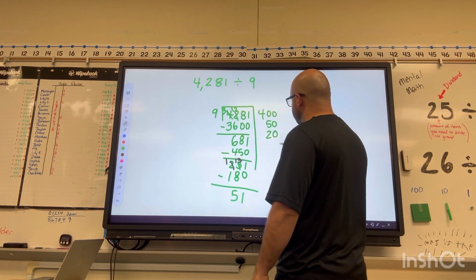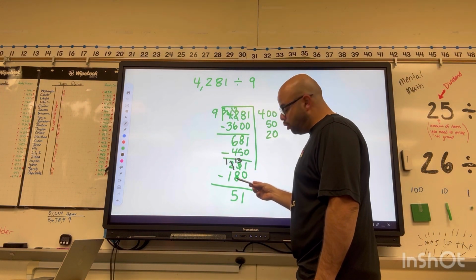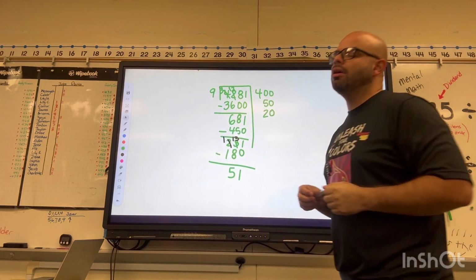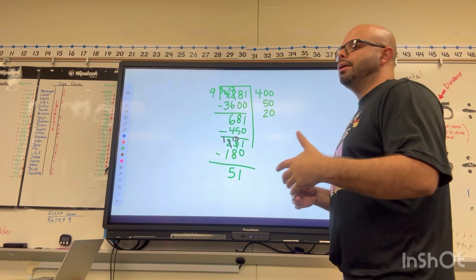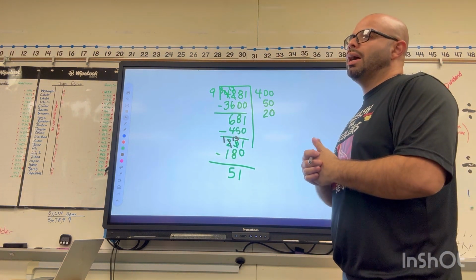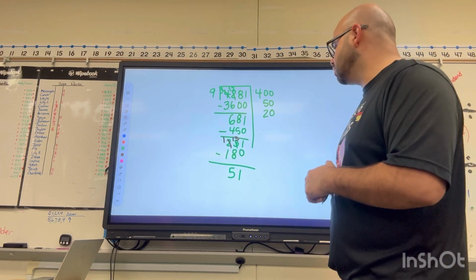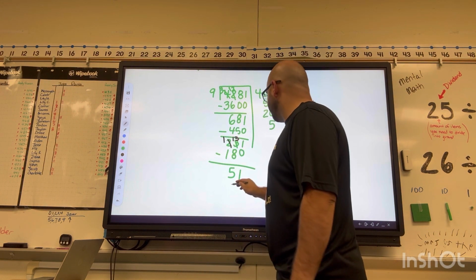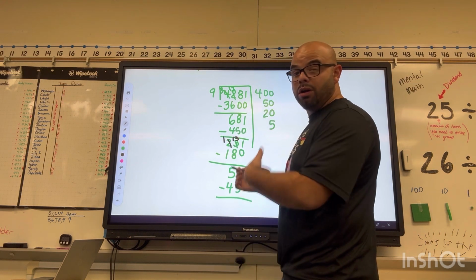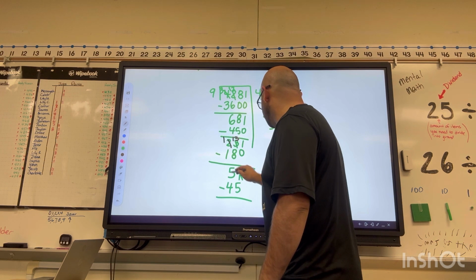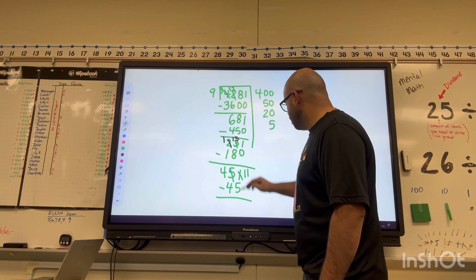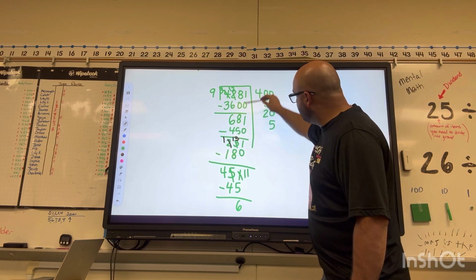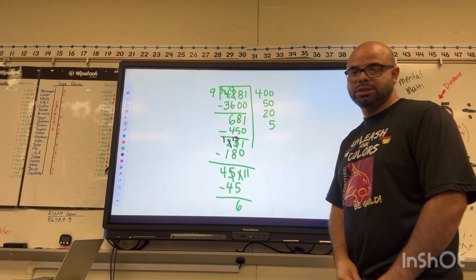What number times 9 will give me something close to 51, but does not surpass it? Let's keep thinking. Let's go down our 9 times tables. We know that 9 times 10 is 90. That's too much. Let's go 9 times 8. 9 times 8 is 72. That's still too much. Maybe I could go lower. How about 9 times 5? 9 times 5 gives me 45, which is still under my dividend remaining. This turns into an 11, this into a 4. I borrowed from the 5. 11 minus 5, 6. Now I have dropped my 4,281 all the way down to 6.